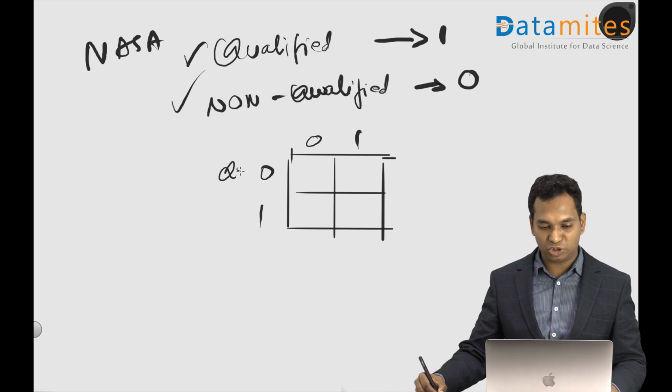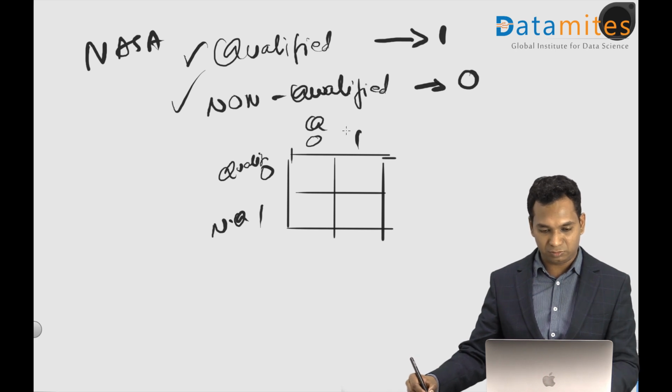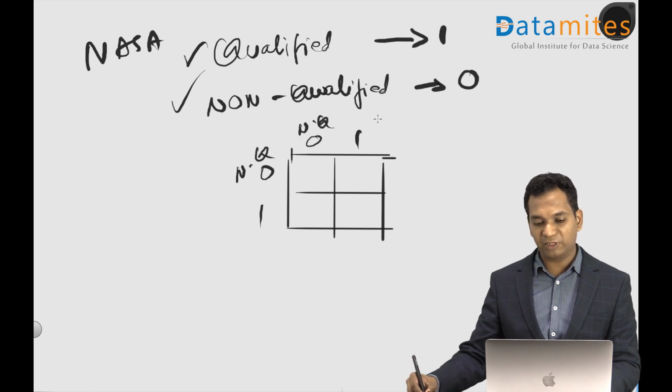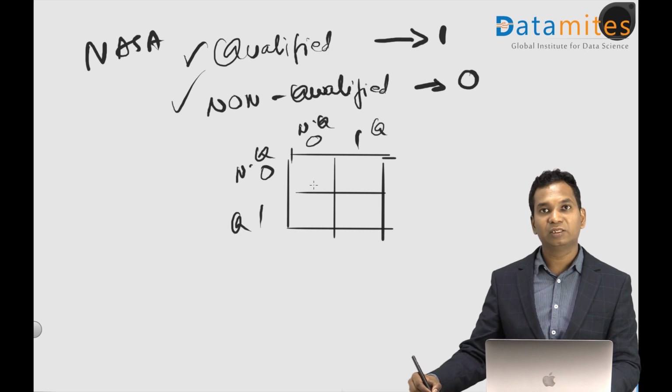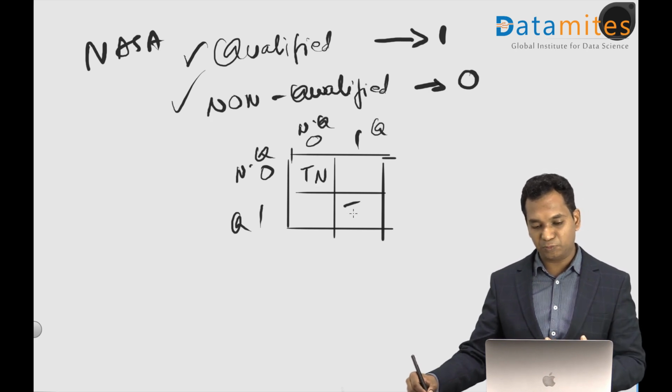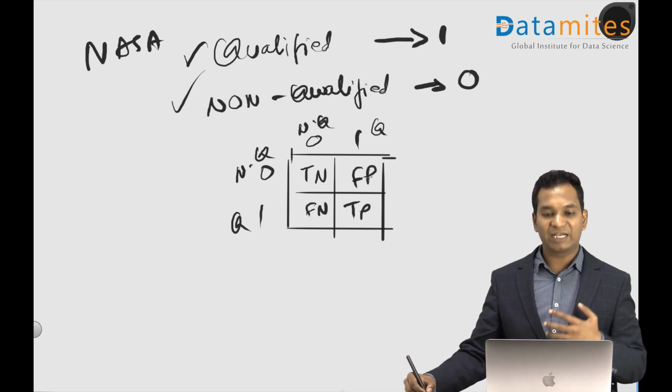So the choice of this really affects, this is qualified, so non-qualified becomes 0 and qualified becomes 1. Okay, and then you can simply think about true negative, true positive, false positive, false negative, and it's pretty straightforward.